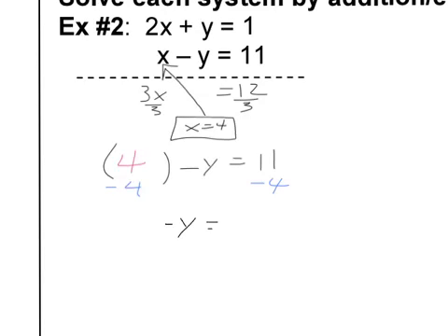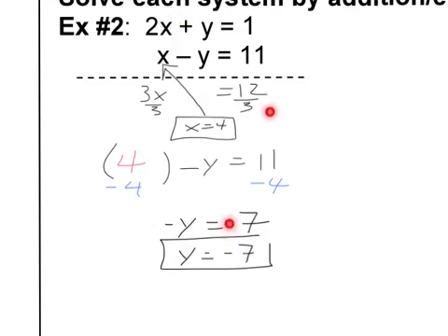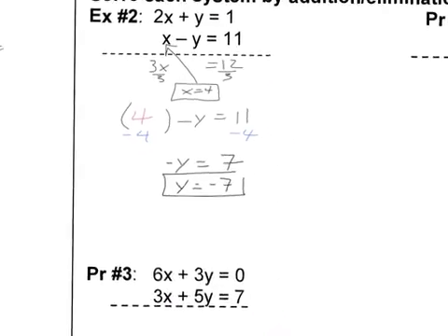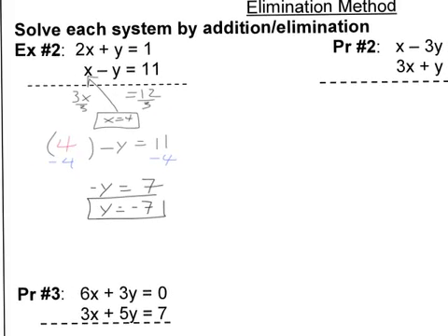Giving me negative y equals 7 and y equals negative 7. Okay, so the last equation I used was this one, x minus y equals 11, so I'm going to test with this one. Let me show you what I mean. Just go right here, and instead of writing 2x plus y equals 1, I'm going to write 2, plug in my x, which is 4, plus my y, which is negative 7, equals 1.